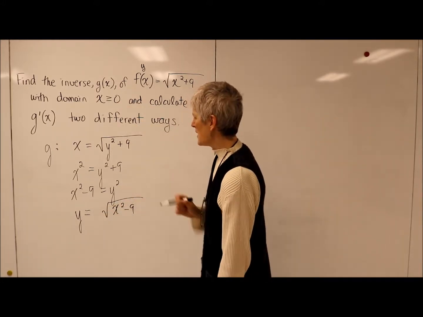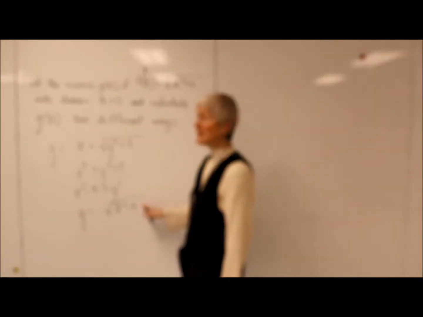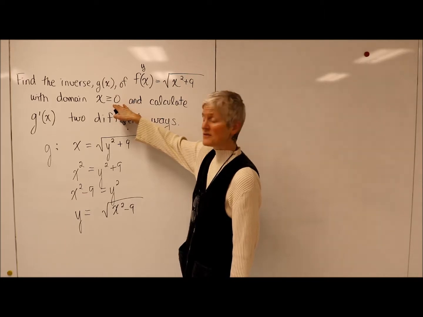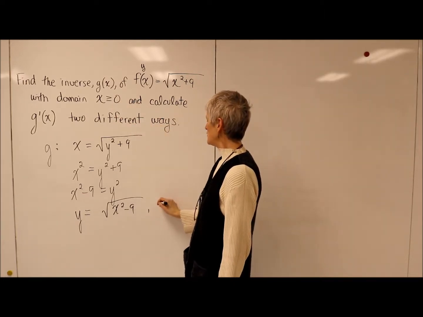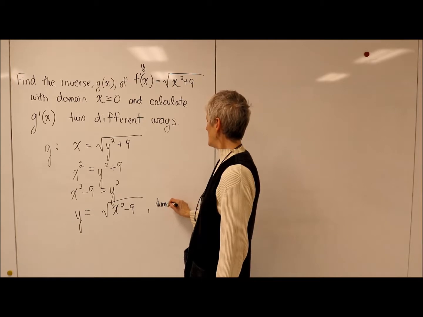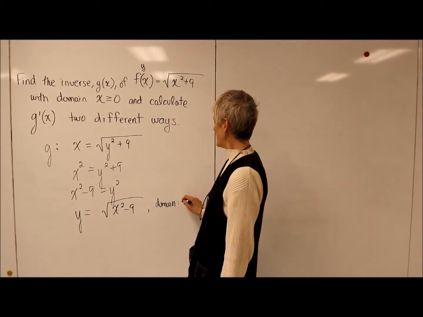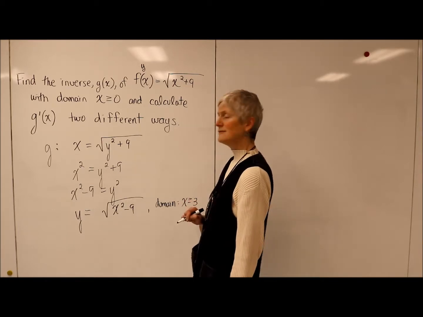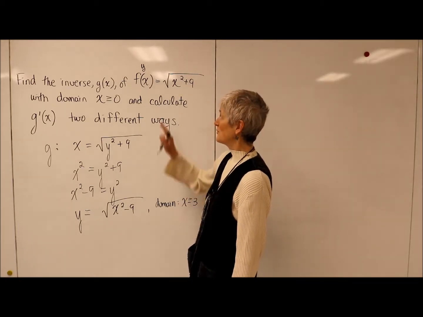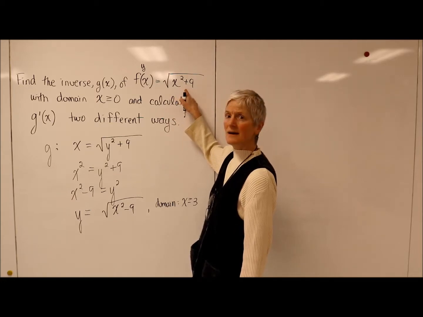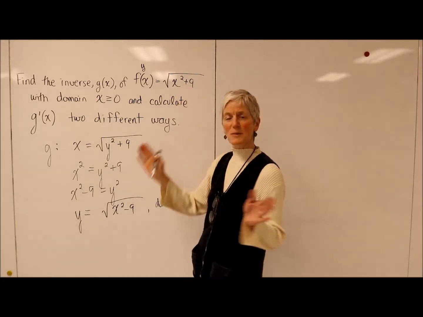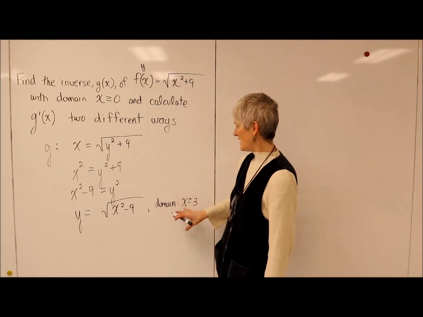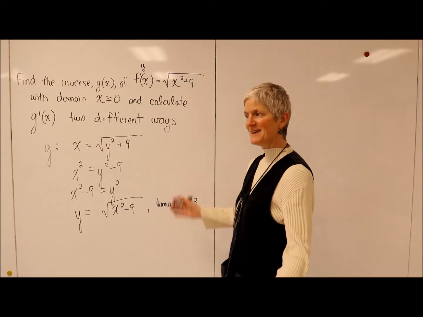And actually, let's think about this. What would the domain of this inverse be? If the domain of f of x is greater than or equal to 0, I think the domain of g of x is going to be x greater than or equal to 3. Which of course is the range of that function, if you think about it. Remember, the domain and the range undo each other. Okay, we didn't really have to write that down, I don't think, but that's handy to keep in mind.